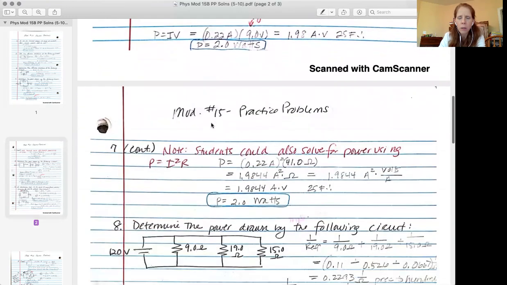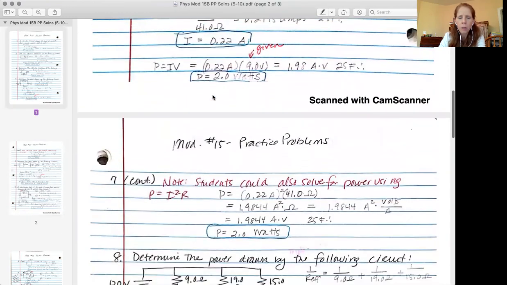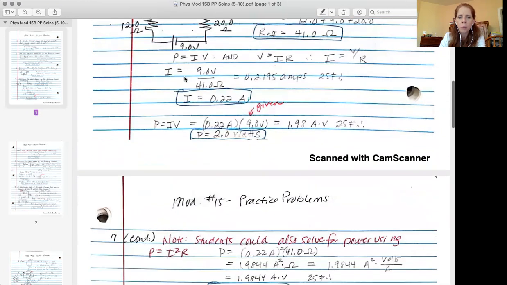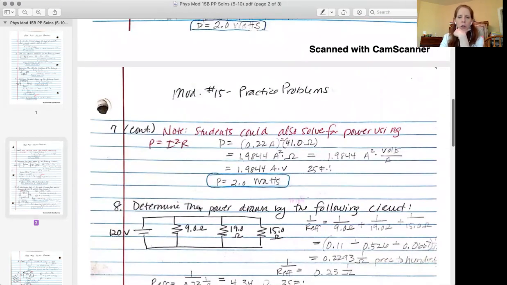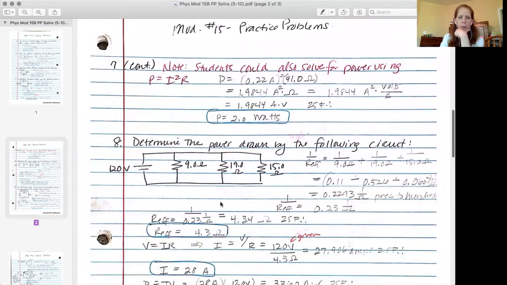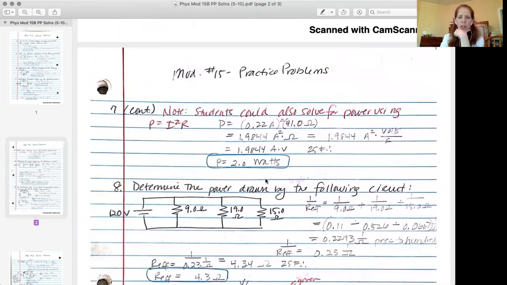The series circuit is very straightforward. Let's look at one. Here we go. I'm actually not going to find the whole thing. It's actually asking for the power, but what I'm going to go through is just the part of finding the effective resistance of this circuit. So I've got 120 volts and I've got 3 resistors.